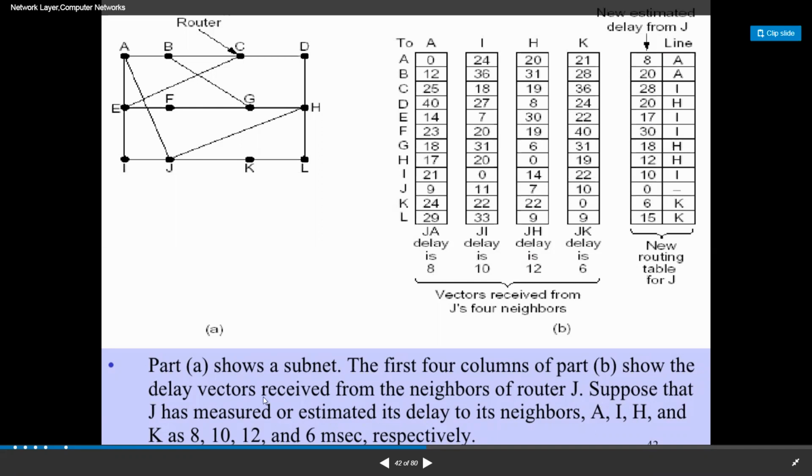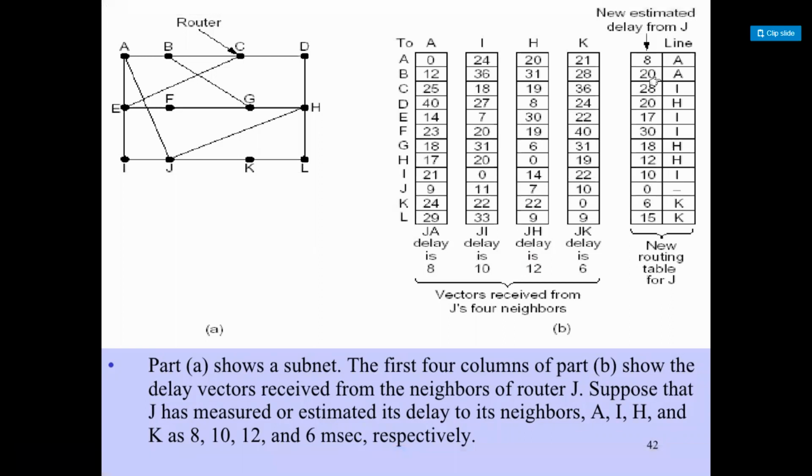See here, suppose that J has measured or estimated its delay to its neighbors A, I, H, and K as 8, 10, 12, 6 milliseconds. See here, the delay will be 8 here. Now, J2B, this is 20. How will this 20 come? How will this delay come?